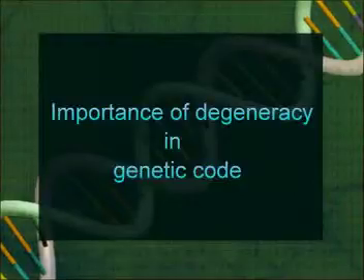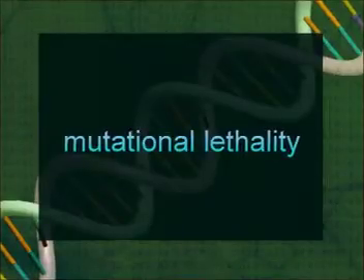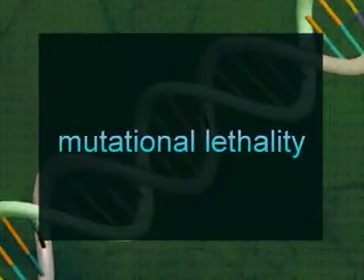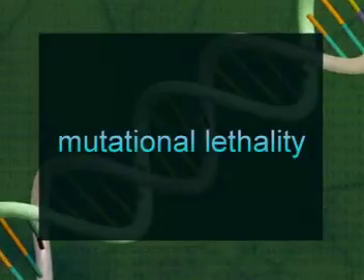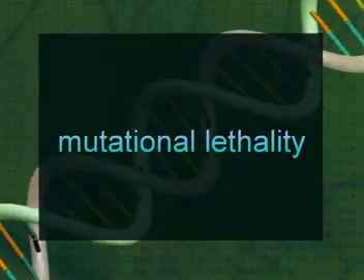Now, what is the importance of degeneracy in the genetic code? Degeneracy in the genetic code evolved as a way of minimizing mutational lethality. If the degeneracy is of the type that leads to the replacement by equivalent amino acids, the small accidental mutational changes are much less damaging than would occur under a non-degenerate code. Thus, degeneracy contributes favorably to genetic stability.